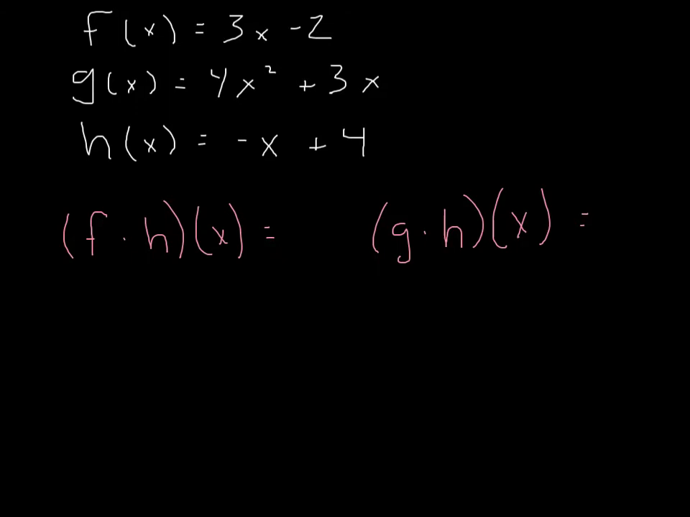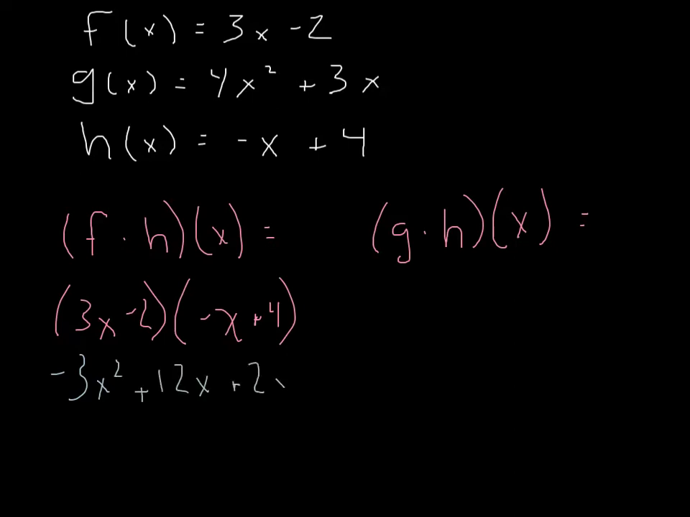As we move on, things really don't change much. Multiplying f times h of x, we would take 3x minus 2 and multiply it by negative x plus 4. Now what we need to remember here is that this is a binomial multiplied by a binomial, so we would need to FOIL. So negative 3x squared plus 12x plus 2x minus 8, and simplifying like terms, negative 3x squared plus 14x minus 8. There's my new function.